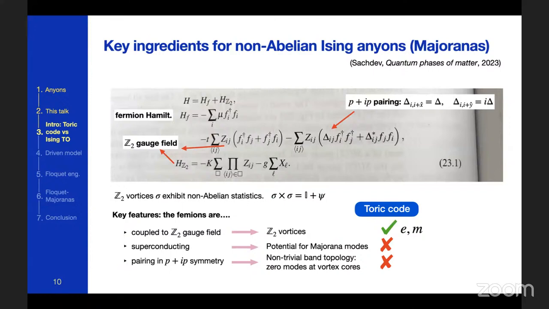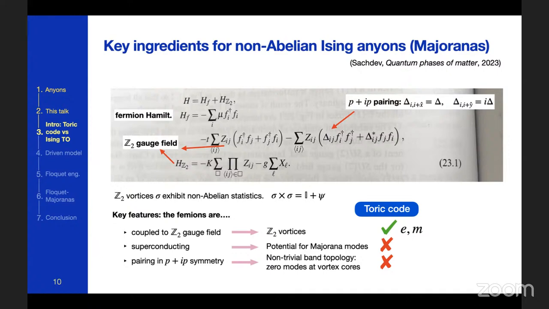So I look back at the toric code now, and I wonder which of these ingredients are actually there. So we saw that the E and the M particles see each other as pi fluxes. So we could interpret one of them as a vortex for the other, as a Z2 vortex for the other. On the other hand, the emergent fermion, what I call psi, in the toric code, is just there. It's stuck there, it doesn't move. And so certainly it's not superconducting, and it's not superconducting with non-trivial topology.